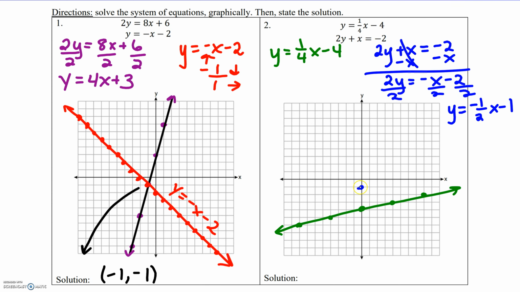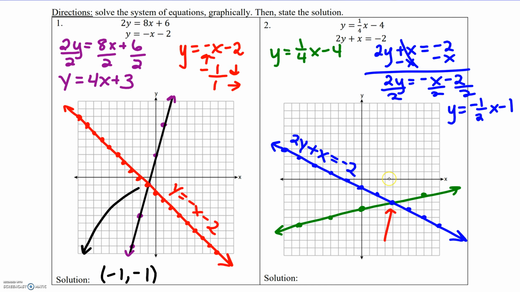That -1/2 means down 1, right 2. Down 1, right 2. And then from the original, go up 1, left 2. Up 1, left 2. Connect them all with a solid straight line. Label at least one of the lines with the original equation. And then lastly, find the point of intersection and write that in as your solution.